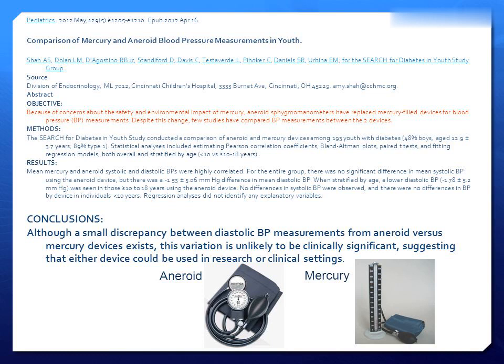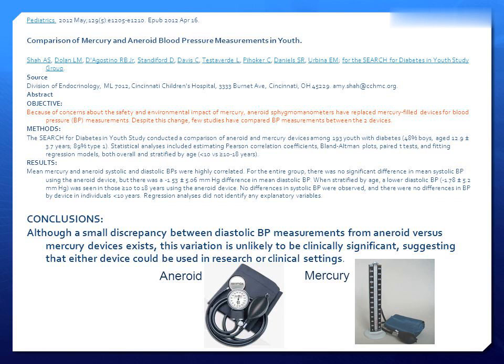Pediatrics. 2012 May, 129(5), E1205 to E1210. EPUB 2012 April 16. Comparison of mercury and aneroid blood pressure measurements in youth. Shah, Dolan L.M., D'Agostino, Erbe Jr., Standiford D., Davis C., Testaverde L., Hoker C., Daniels S.R., Urbina M., for the Search for Diabetes in Youth Study Group. Source: Division of Endocrinology, ML 7012, Cincinnati Children's Hospital, 3333 Burnett Avenue, Cincinnati, Ohio 45229.